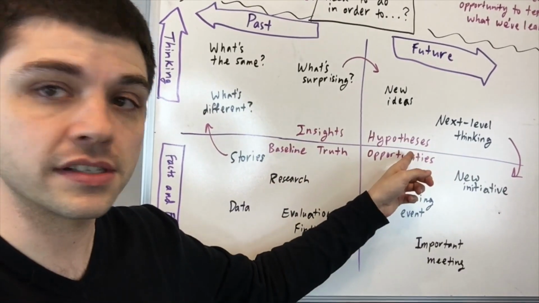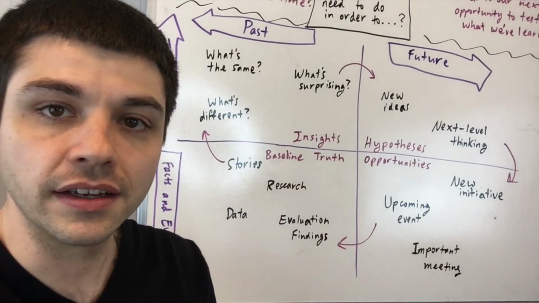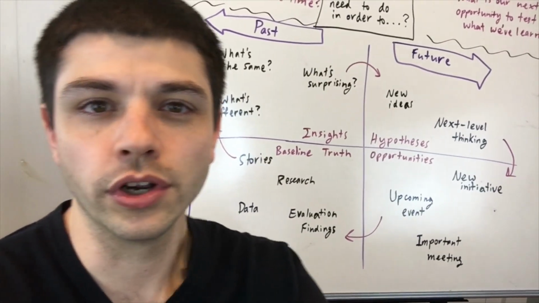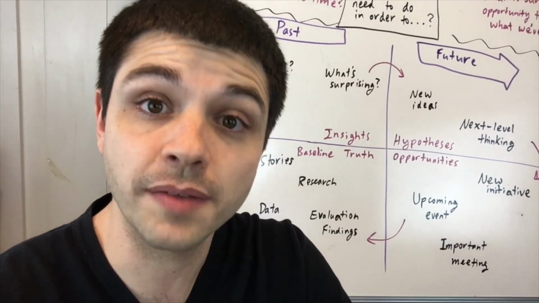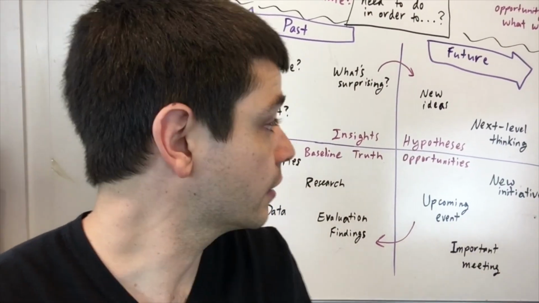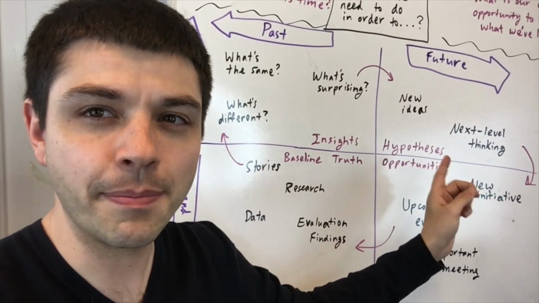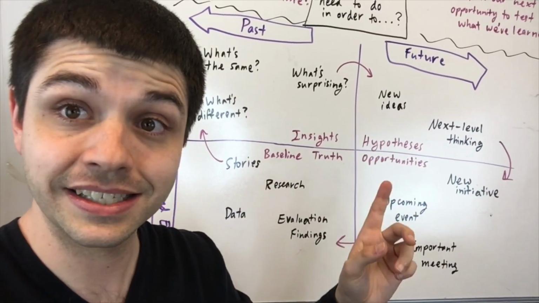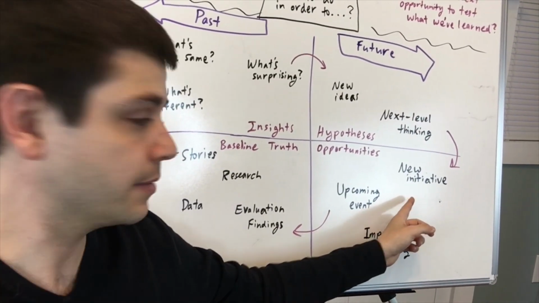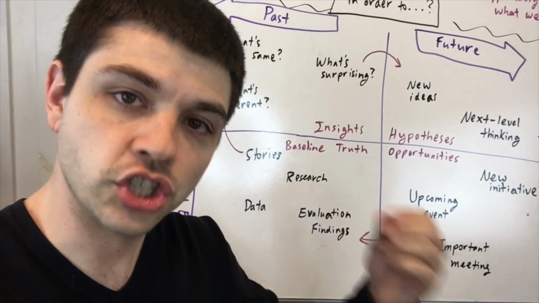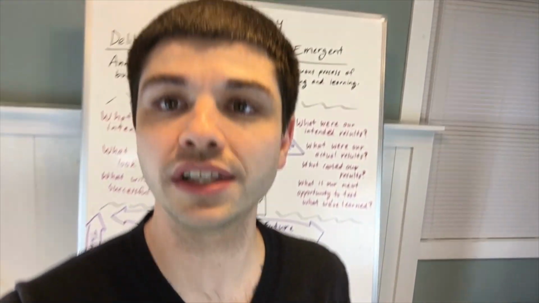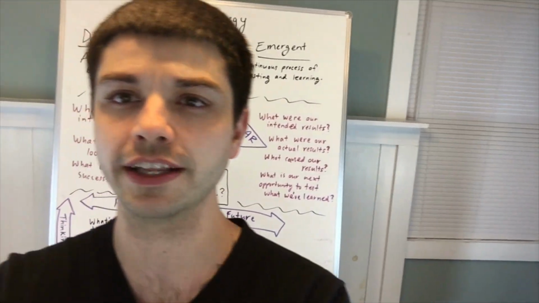Then we go to our hypothesis. Here we have new ideas, next level thinking. Next level thinking basically means that you're not just thinking that the same thing's going to work. You have to change something up, and you've already learned something. You already have insights. So now you can look back and you're already on a higher level. That's next level thinking. And when you do that, now you have that hypothesis. Now you have that new theory, that new guess that you've made. Now you have opportunities. So here we have a new initiative, something that we're going to implement. We have an upcoming event. We can change things before the event happens. We have important meetings. So as you can see, this is really, really helpful for developing your own strategy.